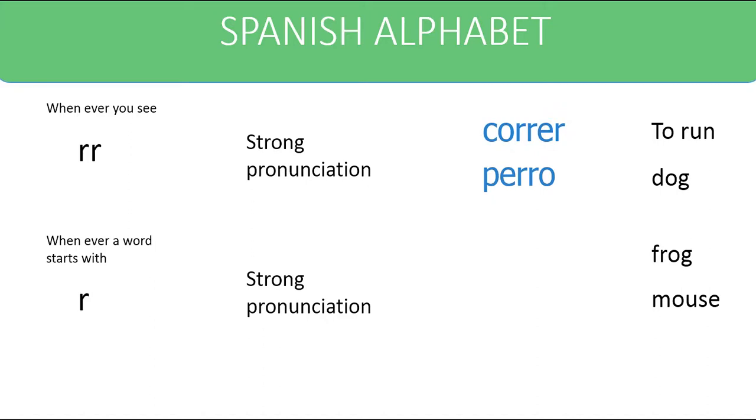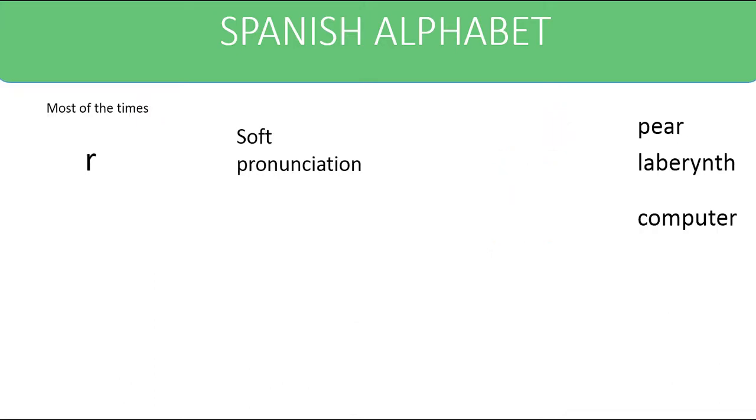And whenever a word starts with R, it will have a strong pronunciation. For example, rana, that means frog. And ratón, that means mouse. But most of the times, the R will have a soft pronunciation, like pera. Pera means pear.